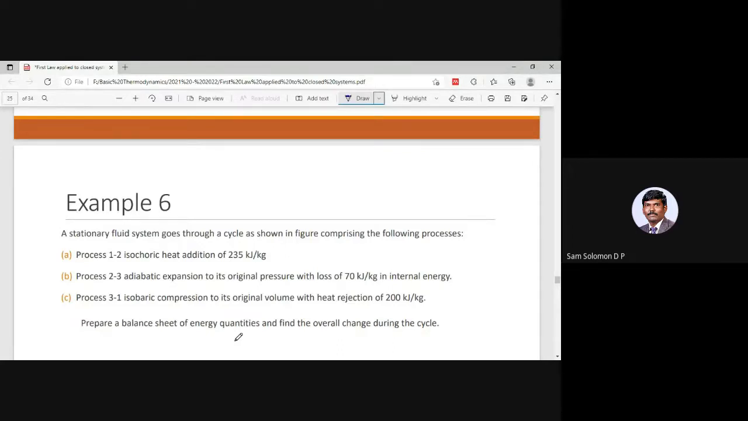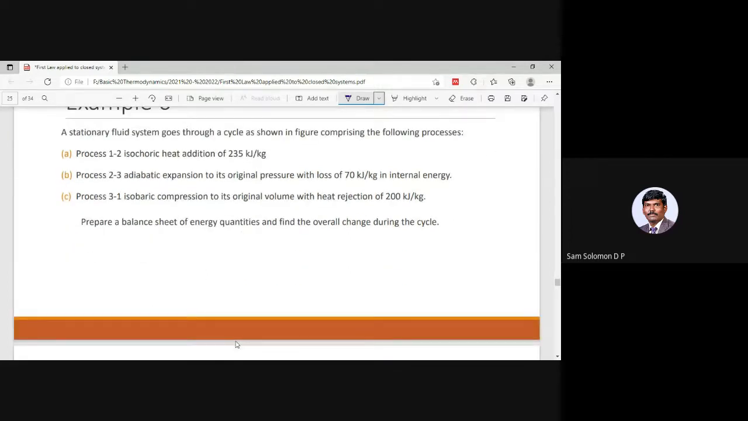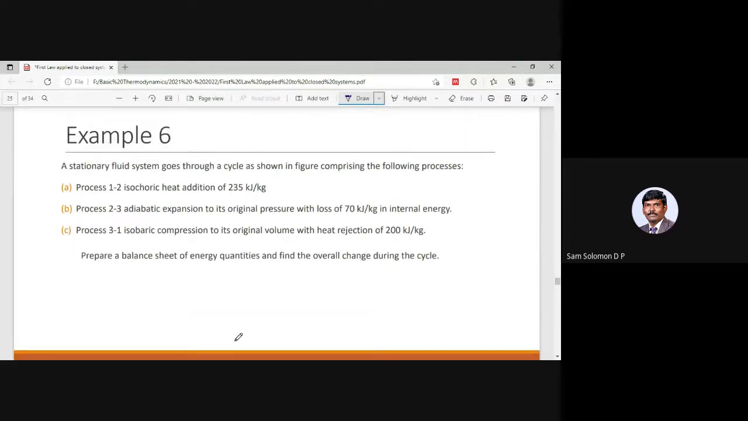Okay, so here there is a problem. A stationary fluid system goes through a cycle. I haven't shown you the figure. In the question it says, as shown in figure, comprising the following processes. Process 1-2 is isochoric heat addition. Process 2-3 is adiabatic expansion to its original pressure with a loss of 70 kilojoule per kilogram in internal energy. Process 3-1 is isobaric compression to its original volume with heat rejection of 200 kilojoule per kilogram.